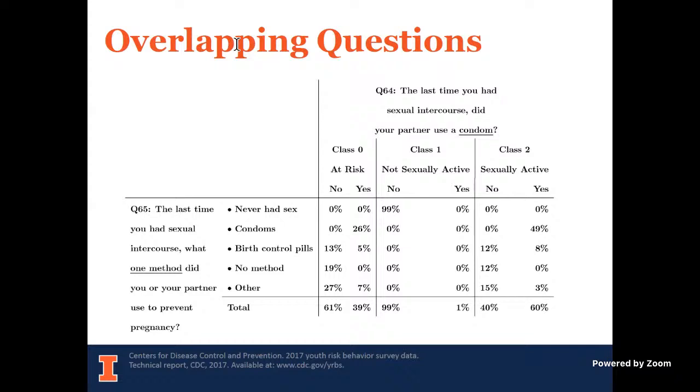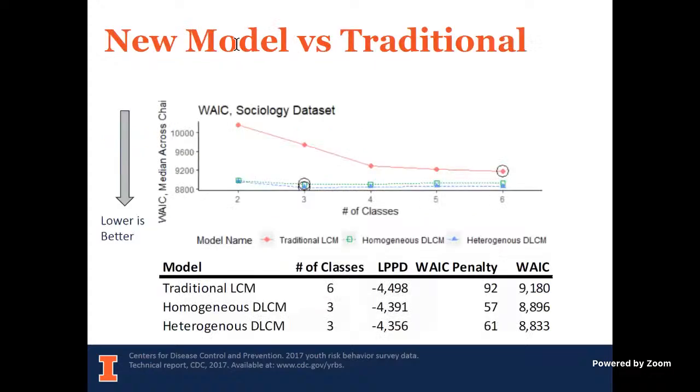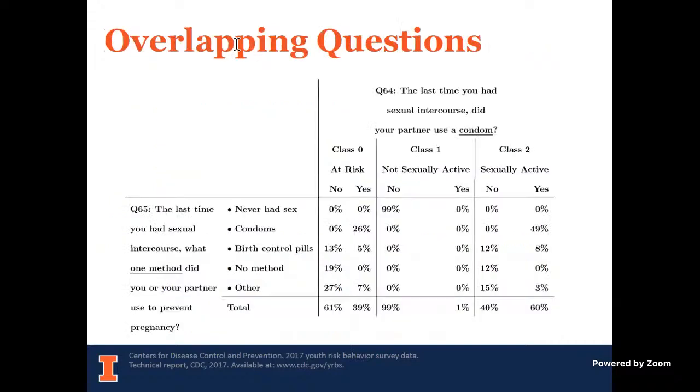Here's a case where we have two questions on the same topic, and in order to have a good measure of fit, you need to look at the relationship between those two questions. If we compare this with our traditional model, one of the reasons it needs six classes is that it takes each one of these individual classes and breaks it into two: one class of condom users and one class of non-condom users. So it doubles the complexity to handle just one pair of related questions.